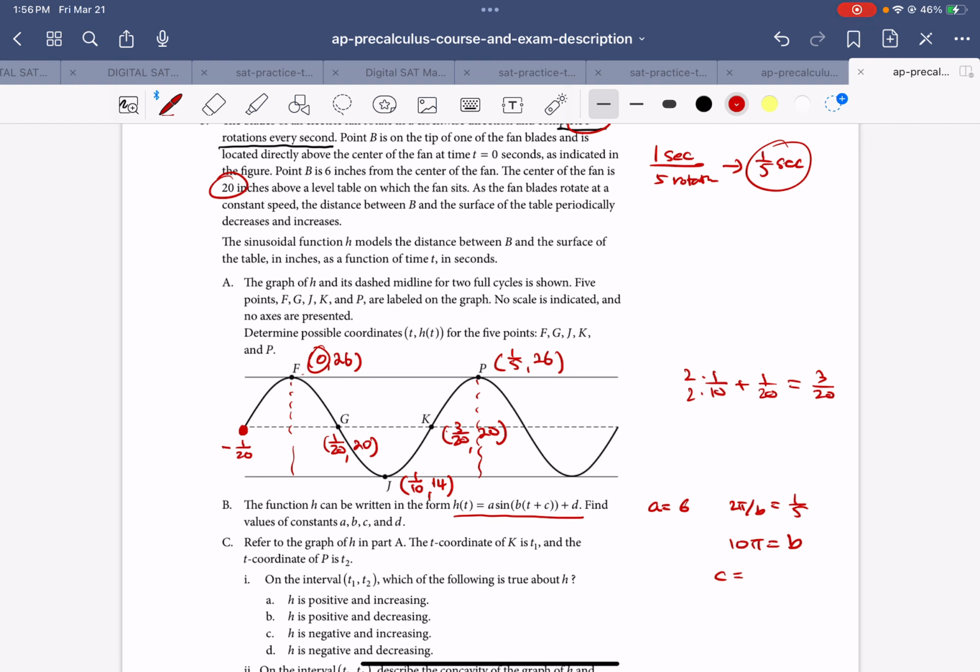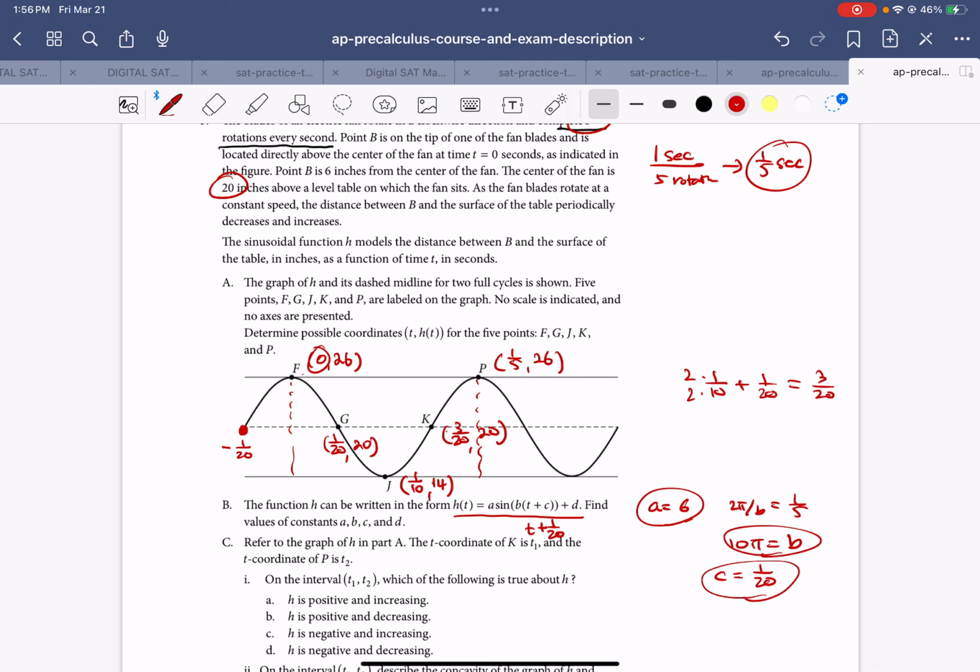If you horizontally translate 1 over 20 to the left, then instead of t, you put t plus 1 over 20. Remember that's the opposite sign. If you move to the left, then you have to do t plus 1 over 20 like that. So c itself is 1 over 20. Okay, so I got the a value, b value and c value.